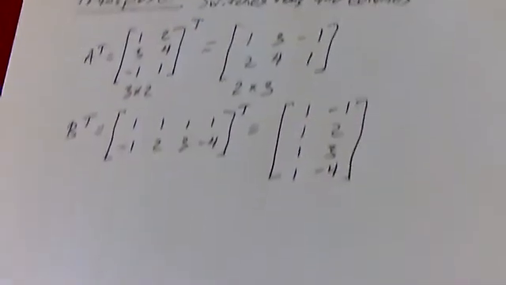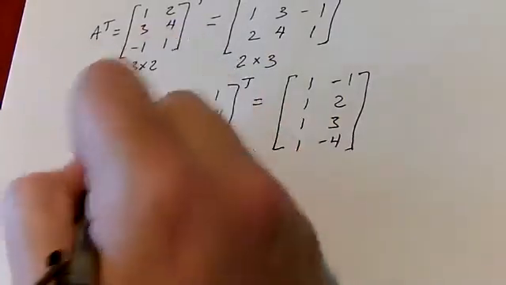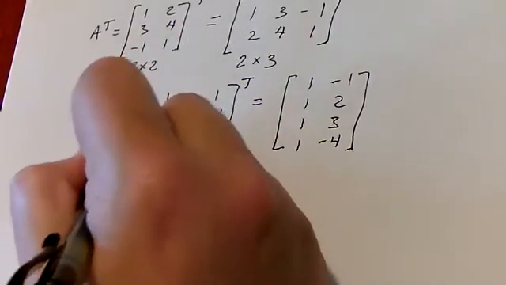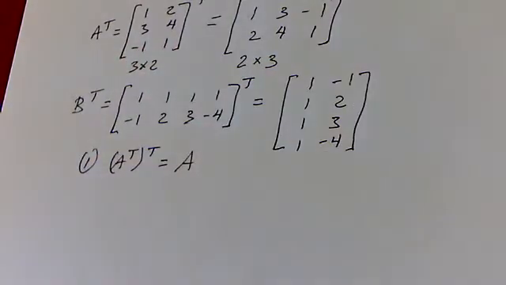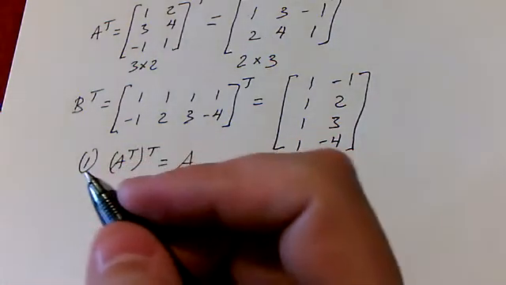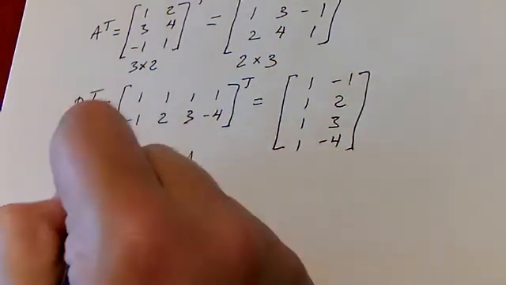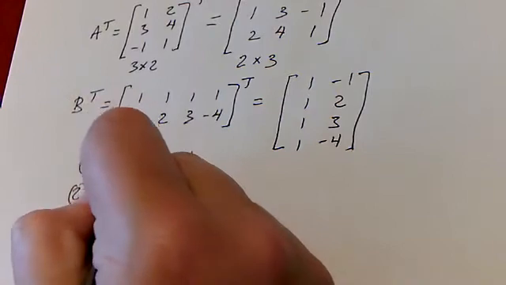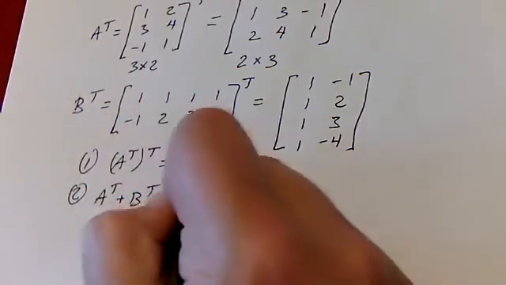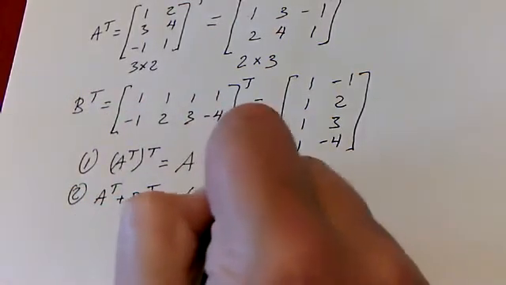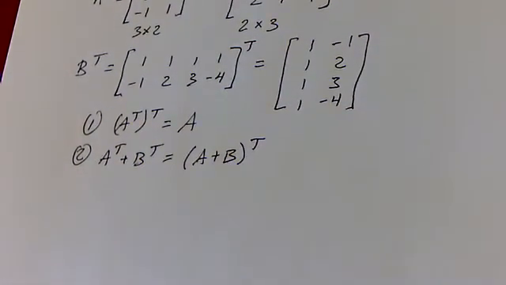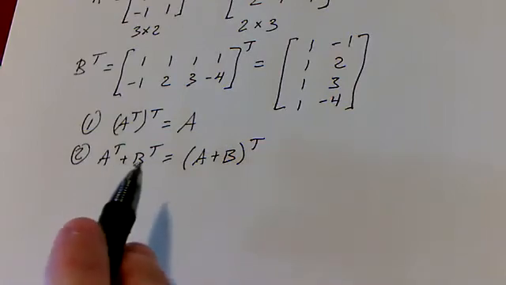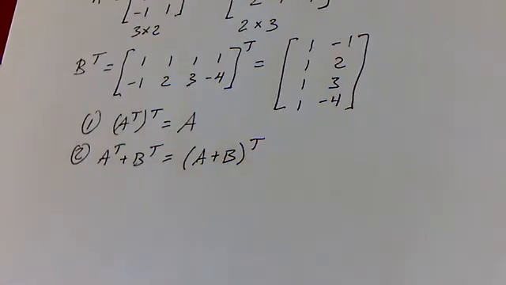Now we have a few properties for transposes. If I take the transpose of the transpose, I just get back where I started. So if I switch the rows and columns and then switch them back, I'm right back where I began. If I add transposes, I know that's a weird phrasing, that is the same thing as adding the matrices first and then taking the transpose. It makes sense because they are both transposed, so I'm adding the same corresponding positions.